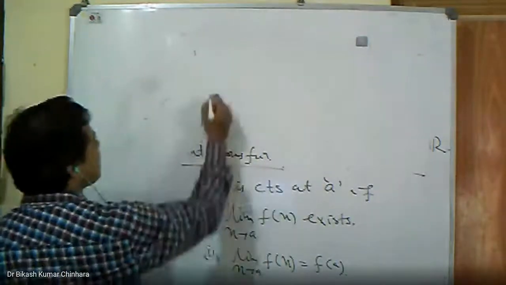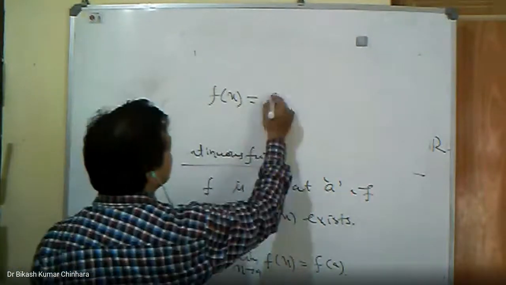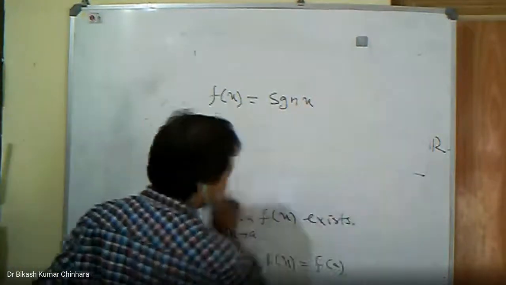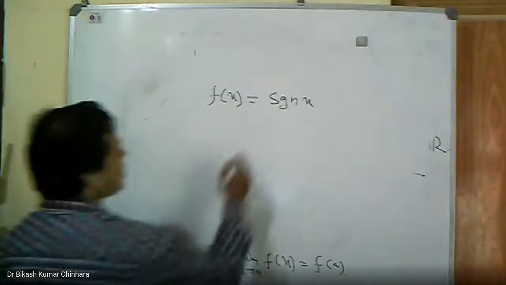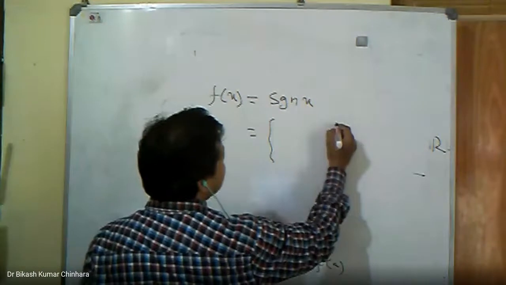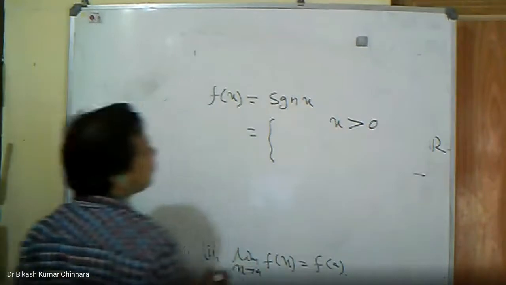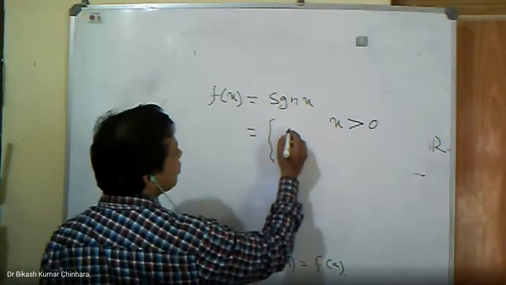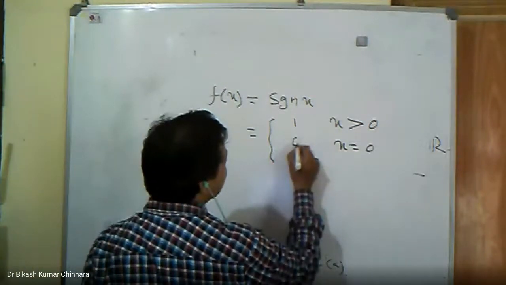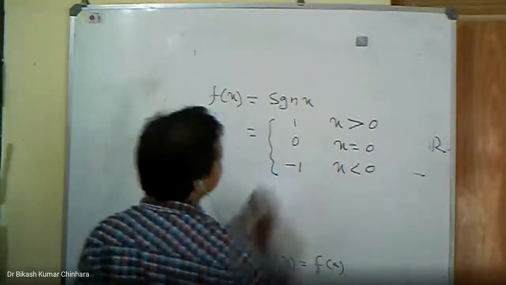So as an example, suppose I am defining a function. This is a very useful function in electronics. This is called the signum function. Now, how am I defining it? I'm defining the signum function in three parts. If x is greater than 0, its value is 1, and if x is equal to 0, its value is 0, and if x is less than 0, its value is -1.